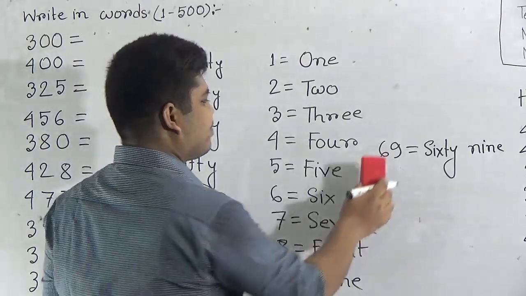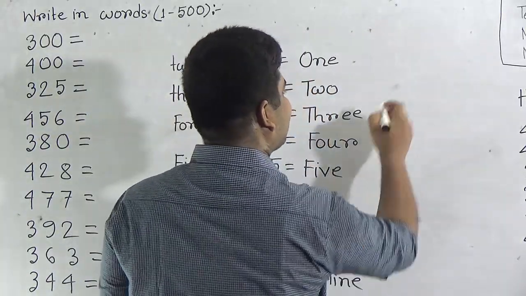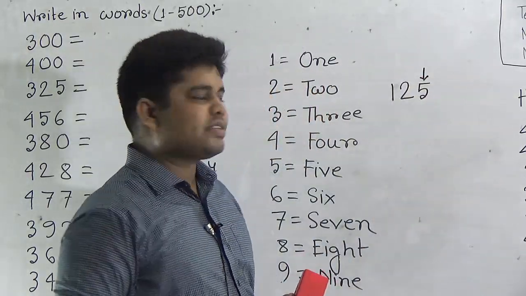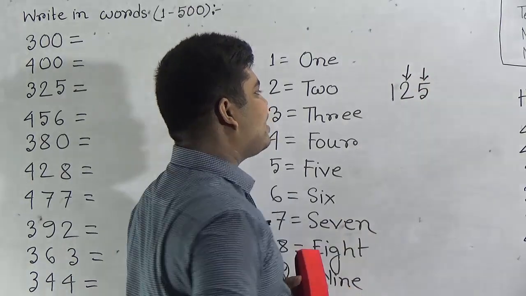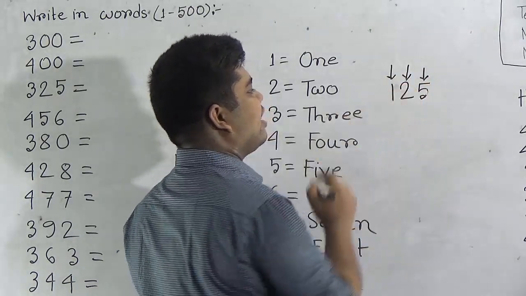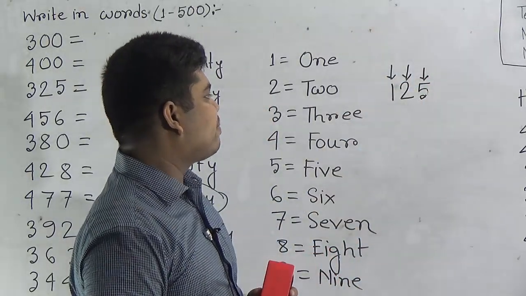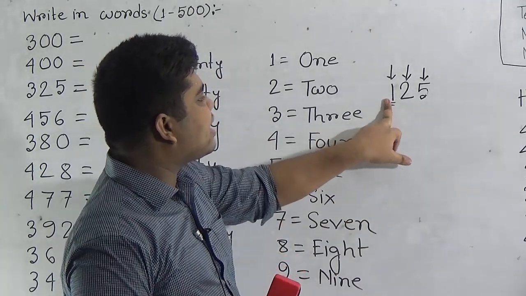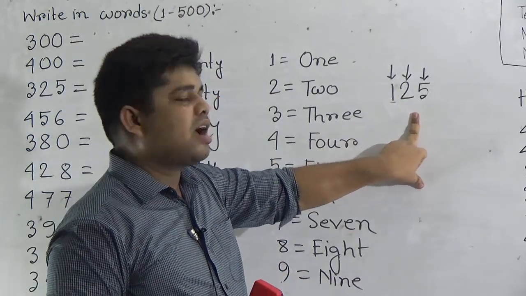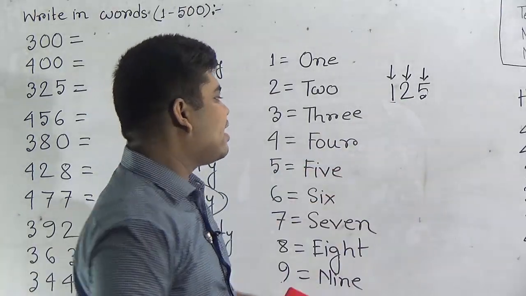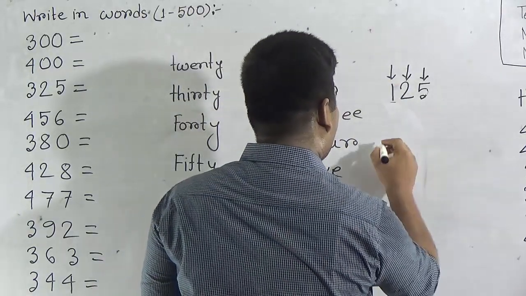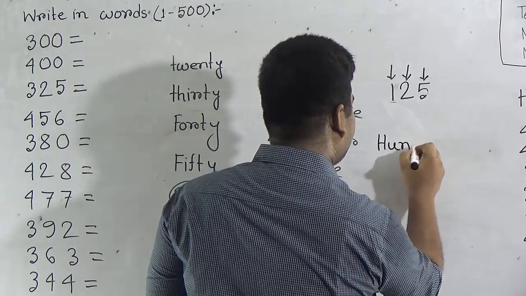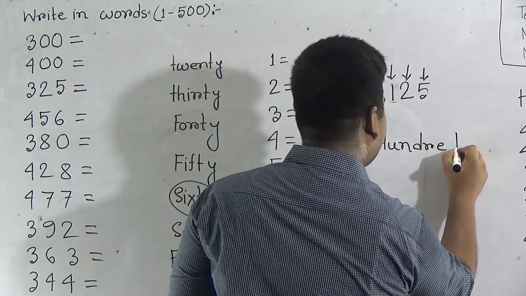Now, if another place comes, for example 125, this is in ones place, this is in tens place, and this is in hundreds place. So, we need to memorize another spelling, which is 100. Let us know what is the spelling of 100. H-U-N-D-R-E-D.